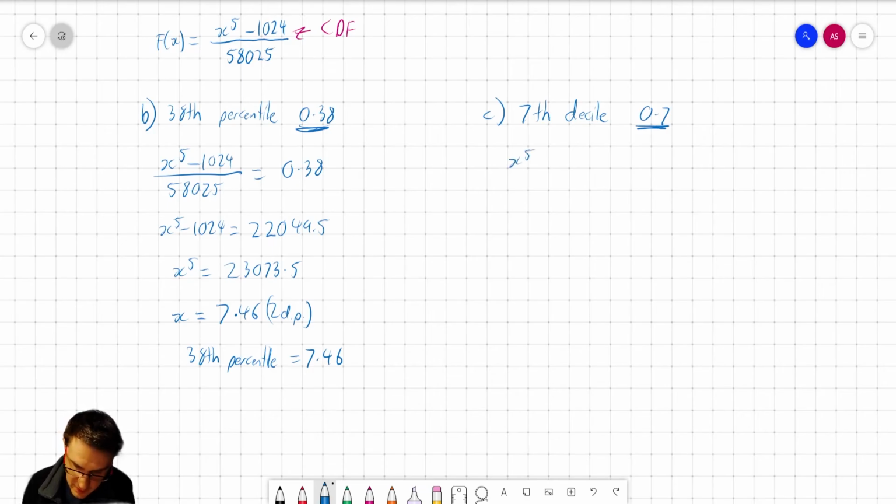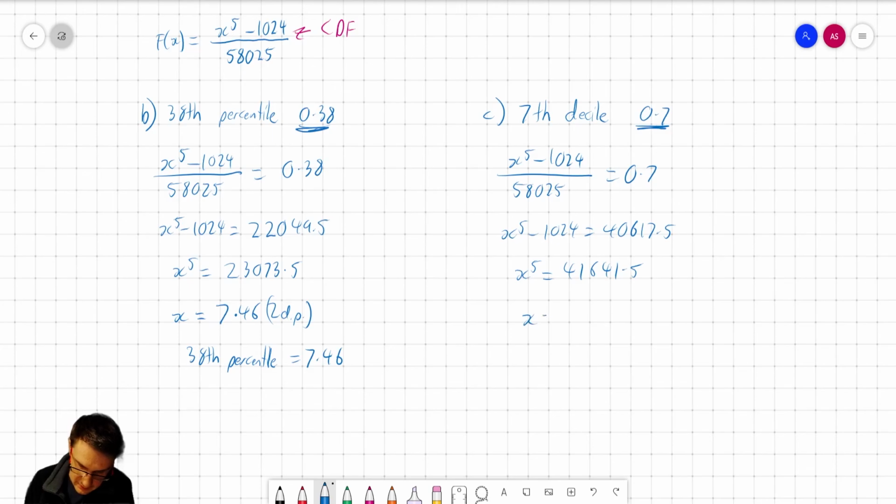Okay, now lastly, moving on to our 7th decile, again, same process. So we have x to the power of 5 minus 1024 all over 58,025 is equal to 0.7. As I seek to arrange and solve this algebraically, I get 40617.5. Move the 1024 to the other side, I get 41641.5. And as I find this out now, I get 8.39 using my calculator, and I get that to 2 decimal places.